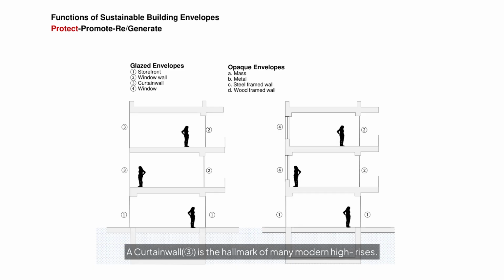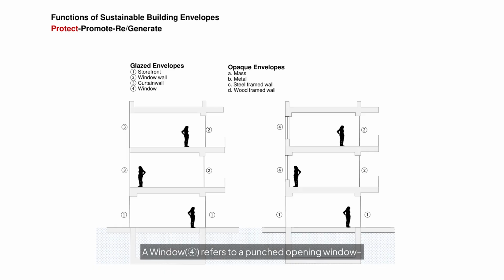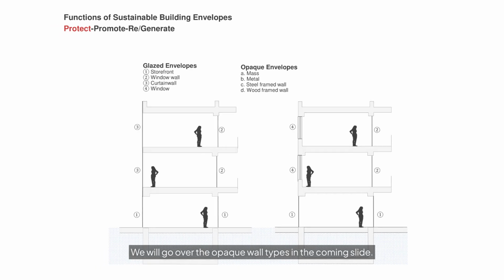A curtain wall is the hallmark of many modern high-rises. It is an exterior glass wall that hangs off the building's structure like a curtain. Unlike window walls, curtain wall systems are typically installed from the outside, from lower levels, and hung. A window refers to a punched opening window, the traditional individual window unit set into an opaque wall. We will go over the opaque wall types in the coming slide.